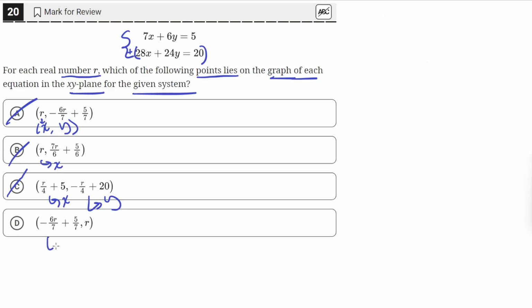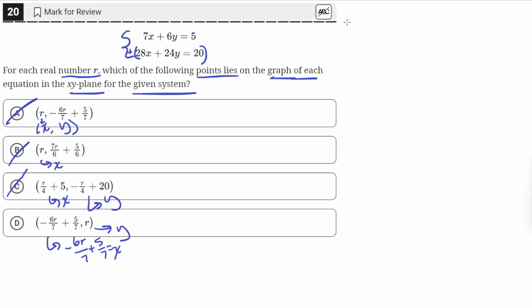So this tells us that when x is equal to negative 6r over 7 plus 5 over 7, we should get a value of r for y. So we can actually also interpret this the other way around. We can just say that when y equals r, we should get this for the value of x, and that'll just make it simpler to find. So remember our equation here. I deleted that by accident, but we can just find it again.